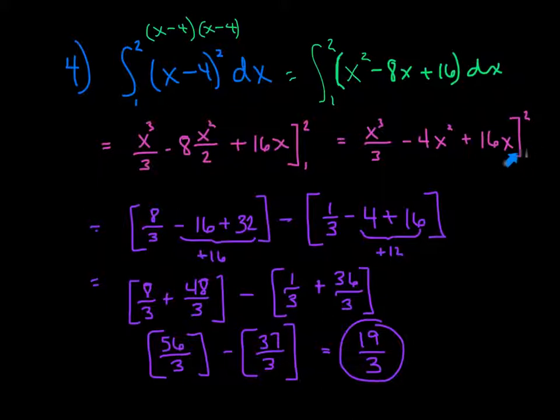Minus, now I go ahead and plug in my lower bound. So 1/3 minus 4 times 1 is 4, plus 16 times 1 is 16, and again, this cleans up to be a positive 12. So I needed a common denominator, and I can clearly see that for both of these, the common denominator is going to be a 3. So 8 thirds comes down, plus, remember I said that I cleaned this up to 16? 16 times 3 is 48 thirds. Minus, again in brackets, 1/3 plus, clean this up to be 36 thirds, and then I went ahead and added those fractions for each of these to get 56 thirds minus 37 thirds, subtracted those, and got 19 thirds as my answer.